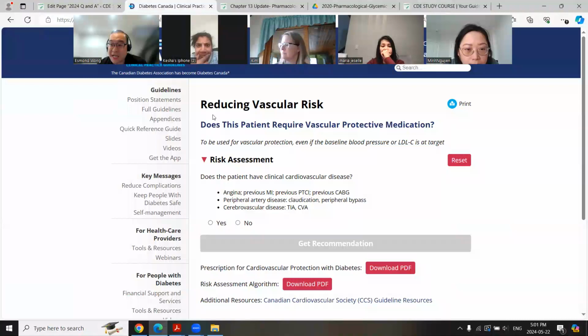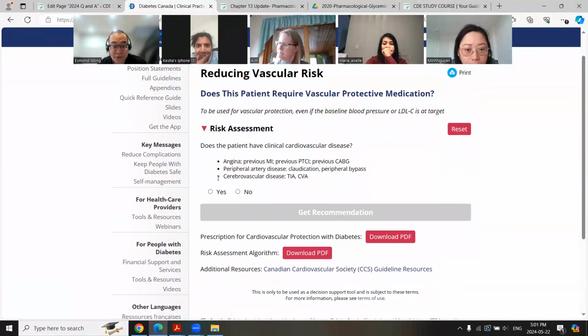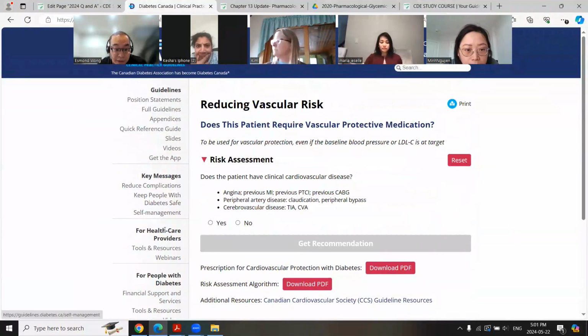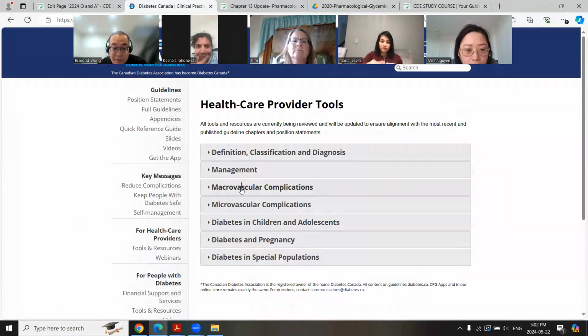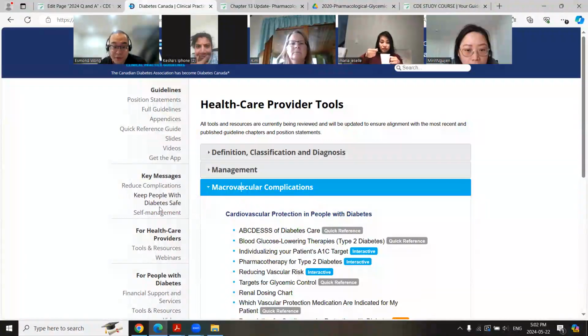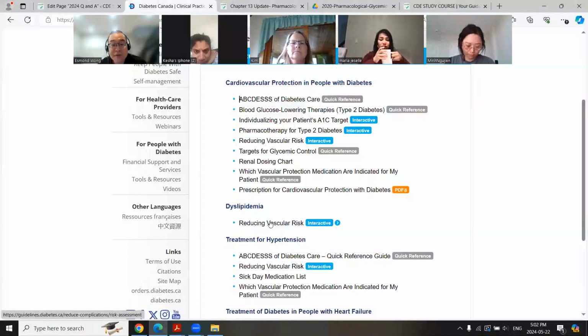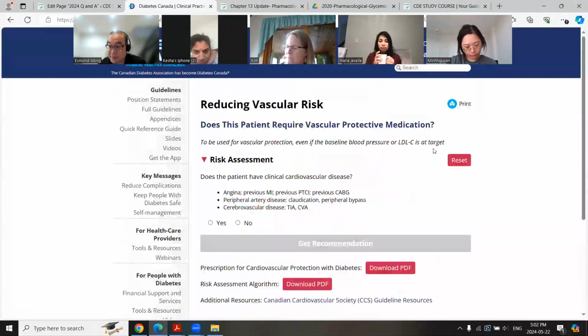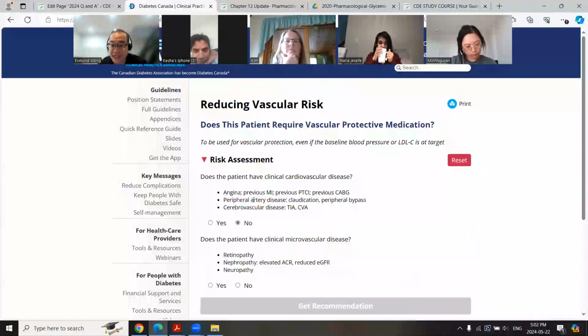This is on the Diabetes Canada website in the clinical practice tools: tools and resources, then macrovascular complications, and then reducing vascular risk. So what we could do here is, let's say we have a 55-year-old patient who does not have any previous cardiovascular issues.